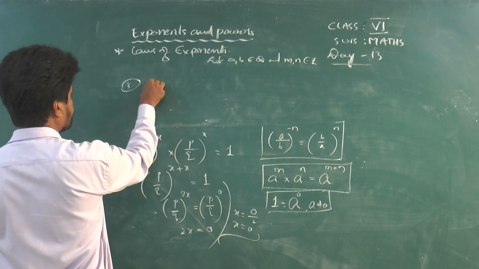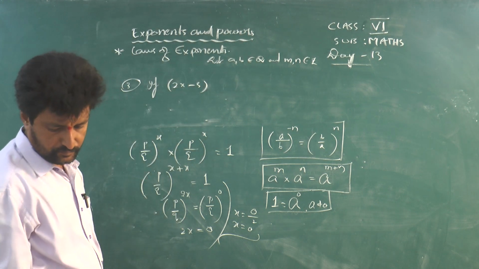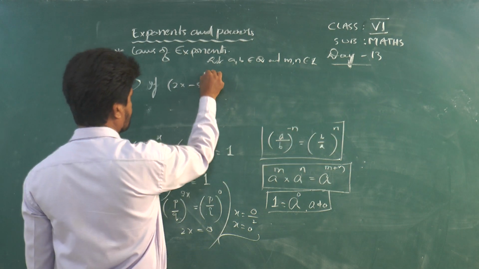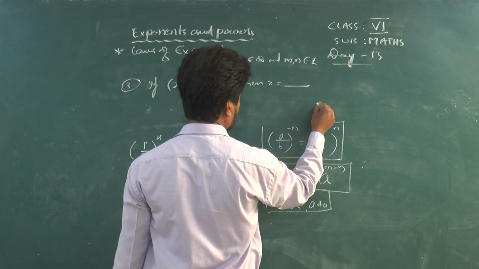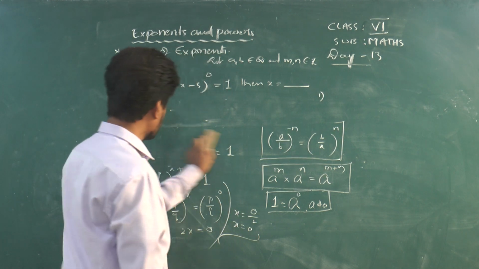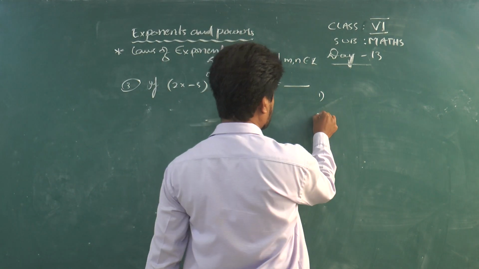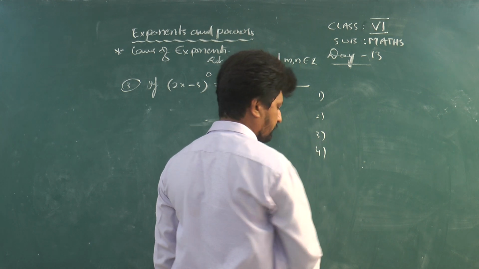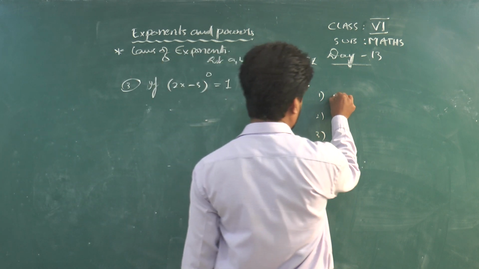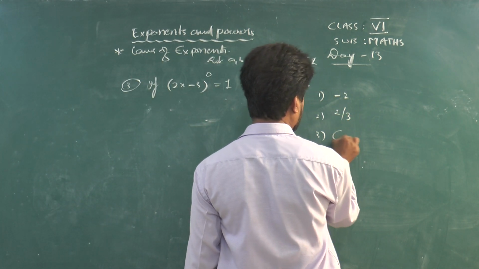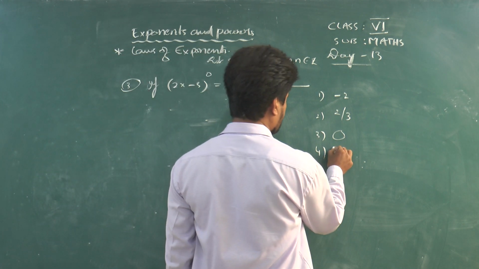See the third one. Suppose (2x minus 3) to the power of 0 is equal to 1, then x is equal to what? We are giving the options 1, 2, 3 and 4. Here the options are minus 2, 2 by 3, 0 and 3 by 2.